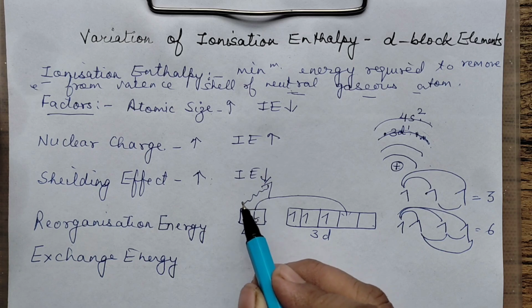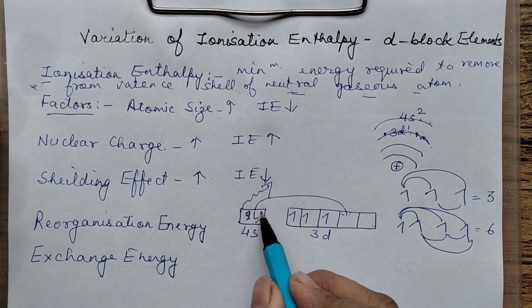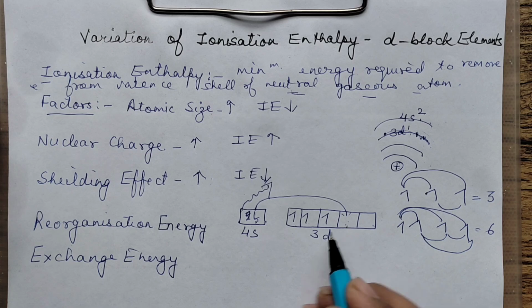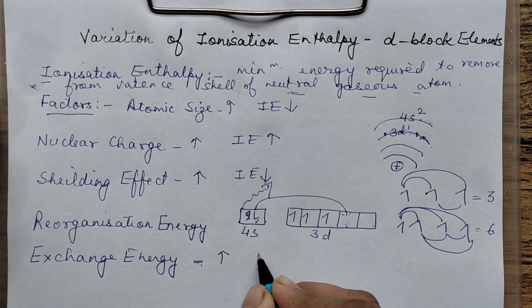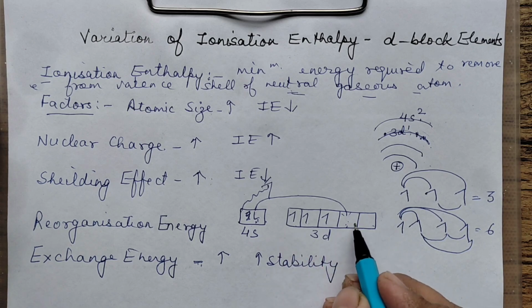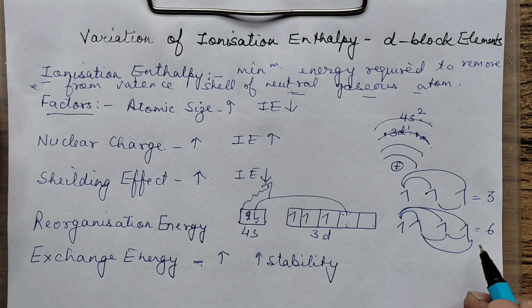So if the first electron goes from 4s, the next electron reorganizes itself. That means this electron goes to this d orbital and it prefers being there because there is more exchange energy if there are 4 unpaired electrons. It is more stable if more exchanges are possible. So we say the more the exchange energy, the more the stability. So it prefers being stable. It prefers having more exchanges.